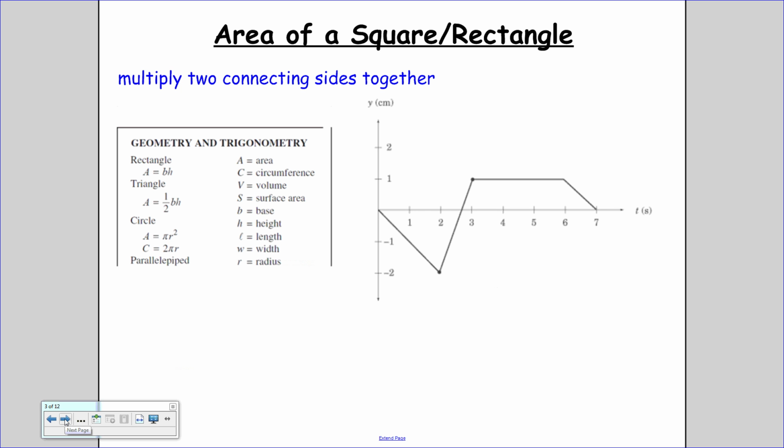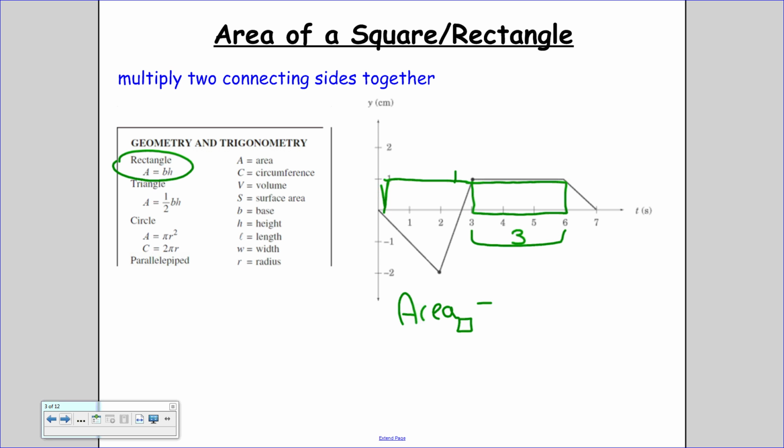All right, the area of a square or rectangle will be found in your reference table, and I also put it right there. It's base times height. Okay, so when we find that rectangle, that was right here. Now the base is how big our base is. So we went from 3 to 6, so our base is 3, and our height is 0 to 1, so our height is 1. So the area of the rectangle is 3 times 1. That's 3.